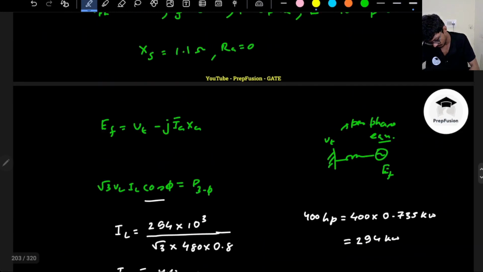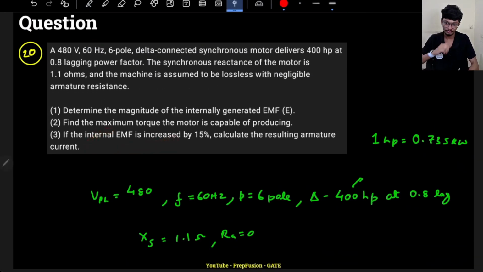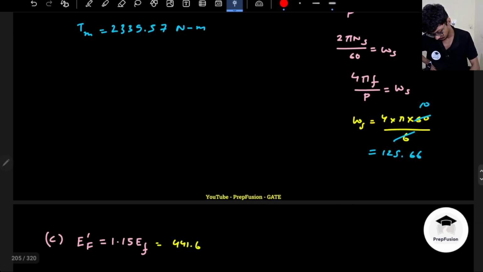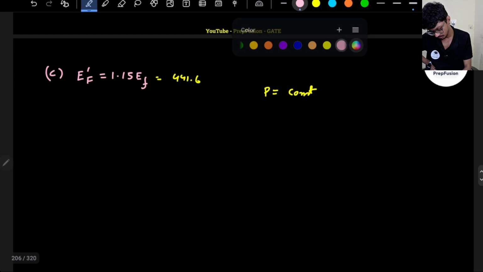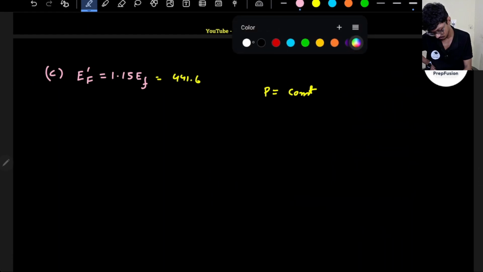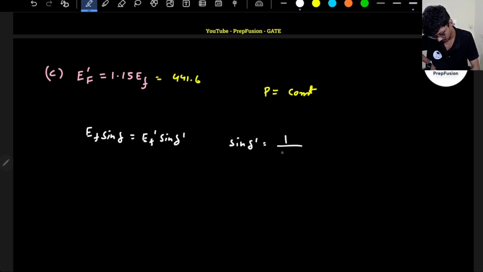And have they talked anything about the power? If they have not talked anything about the power, that means the power is constant. If power is constant, that basically means EF sine delta will be equal to EF dash sine delta dash. So the new delta dash will be basically the old EF over the new one.